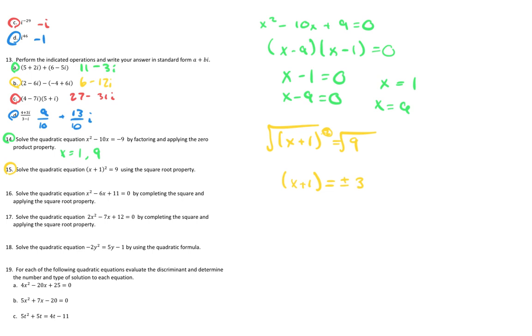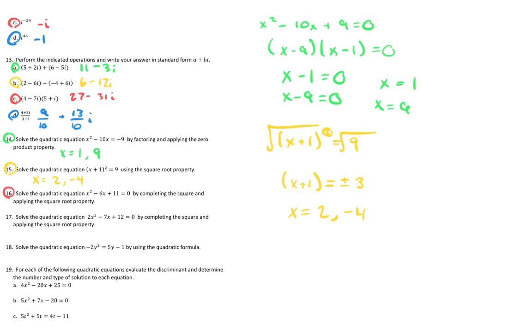So now we just need to subtract 1 from both sides. So we get two separate answers. So we get that x could equal, so the positive version is 3 minus 1, so it's just 2. Or the negative version, negative 3 minus 1, is negative 4. So x equals 2 or negative 4.